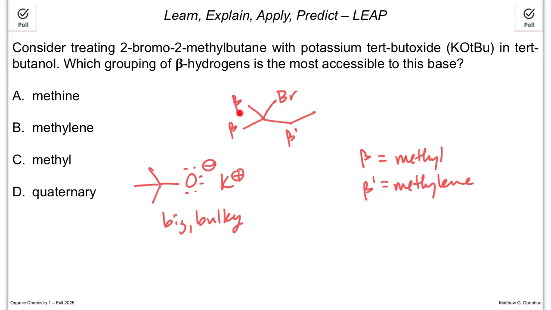So the beta ones, since they're CH3 groups, those are methyl. Beta prime is CH2, it's methylene. You have this big bulky base, so when it's floating around in solution and it sees this, it's going to access the beta ones more readily because they're less hindered. So for this one, we're going to get methyl.